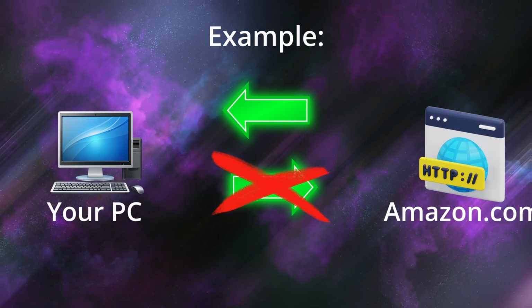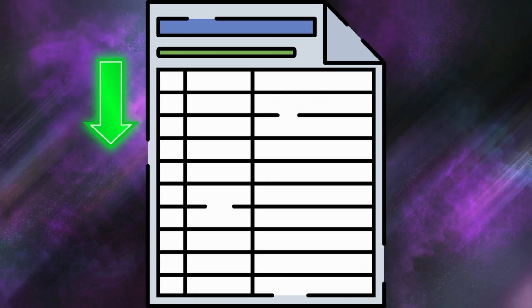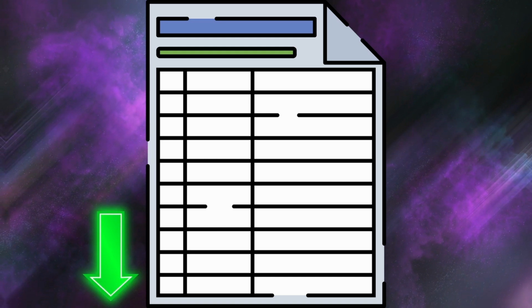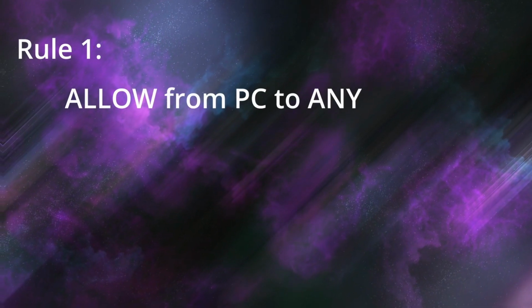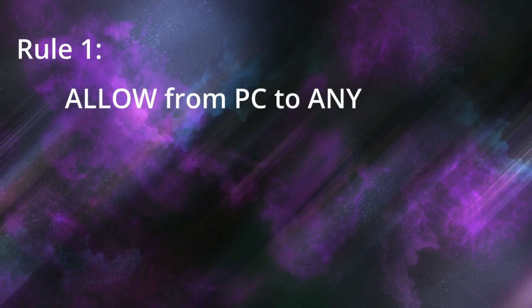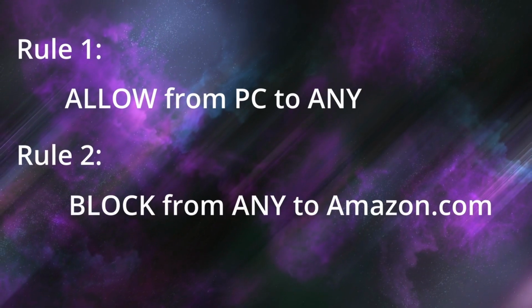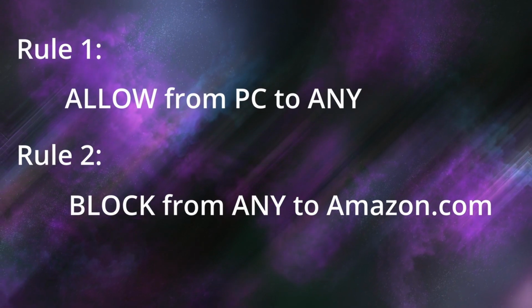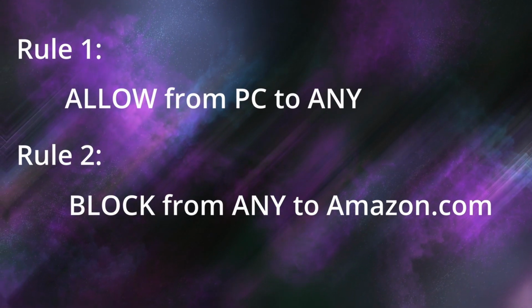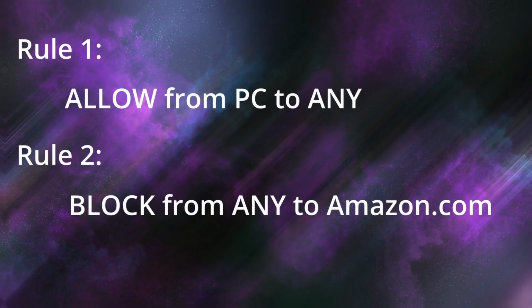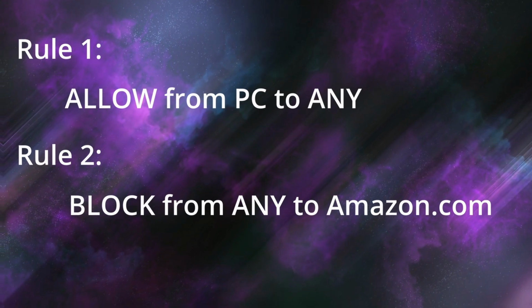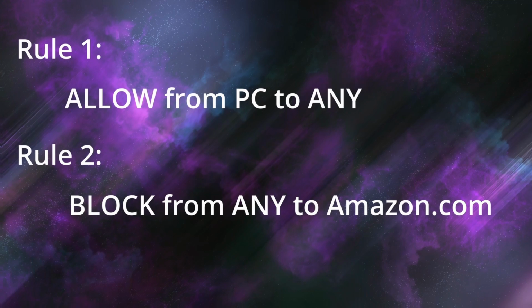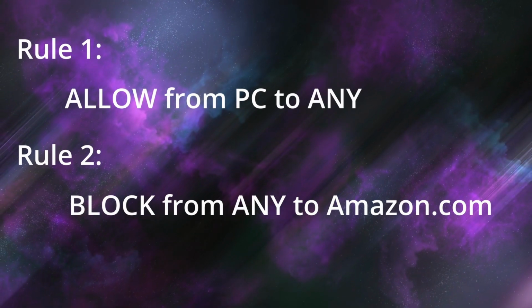Firewall rules will be written to a table, and the rules are applied in the order that they are read from that table from top to bottom. So if you have the first rule in your firewall as an allow all traffic from your PC to anything, then your second rule is to block any traffic from any source to Amazon. Your PC can still get to Amazon because the rule that's higher up on the table will take priority. However, nothing else would be able to. This is because there's no rule allowing PCs other than your computer to access Amazon.